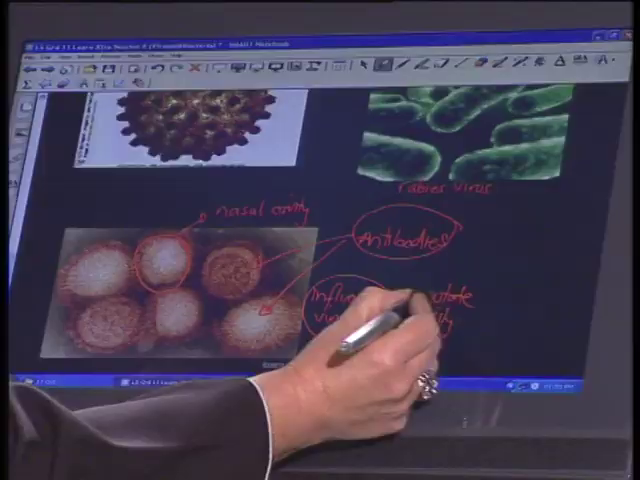So then, why do you get flu every single time it gets cold? Remember, the flu virus mutates easily. So this year, you will get influenza virus A. Next year, you will get influenza virus B. So every time you get flu, it's a brand new virus that you're getting and that your body has to react to and make antibodies to.